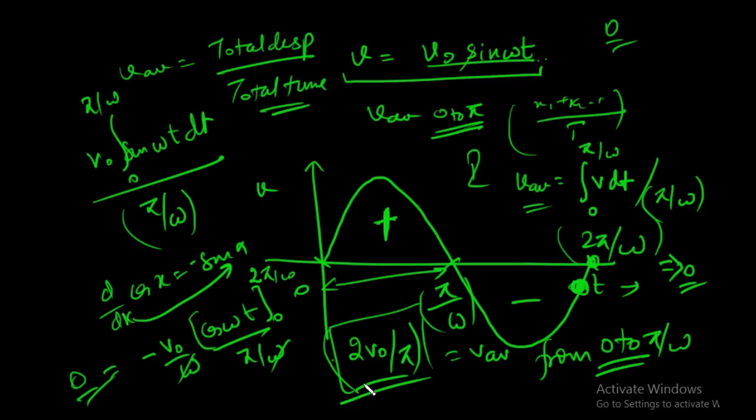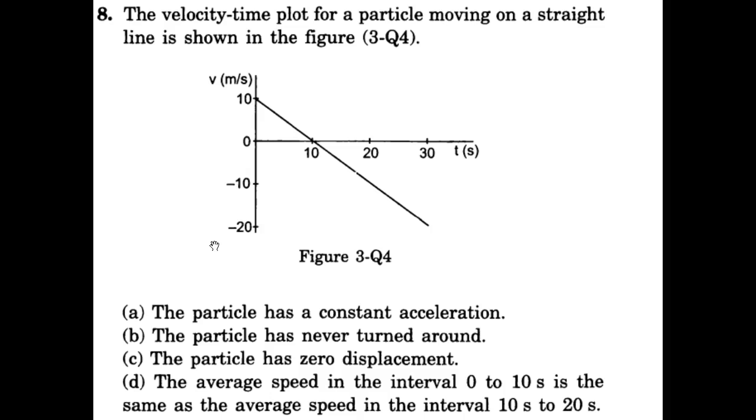Alright, so you can see how the velocity varies, and due to the variation of velocity, average velocity will also vary. Alright, so this is the next question.